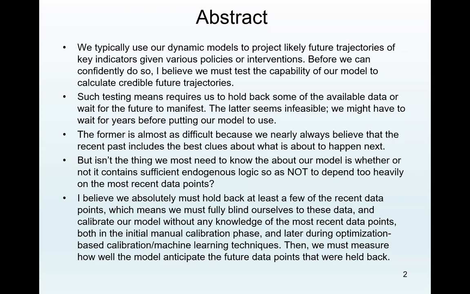I guess I'll just read the last one, depending on how quickly people read. I believe we must absolutely hold back at least a few of the recent data points, which means we must blind ourselves to these data, calibrate our model without any knowledge of the most recent data points, both in the initial manual phase where it's absolutely critical that we're blinded, and later during optimization-based calibration, machine learning, which is usually some sort of hybrid between us and the computer algorithms.